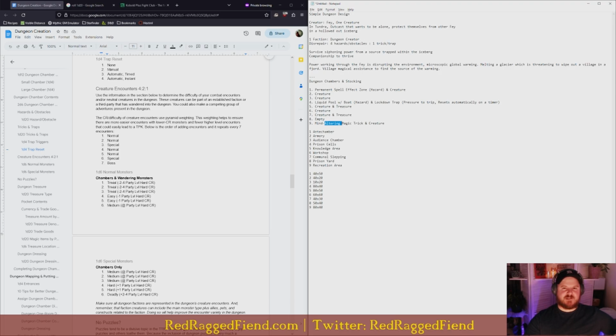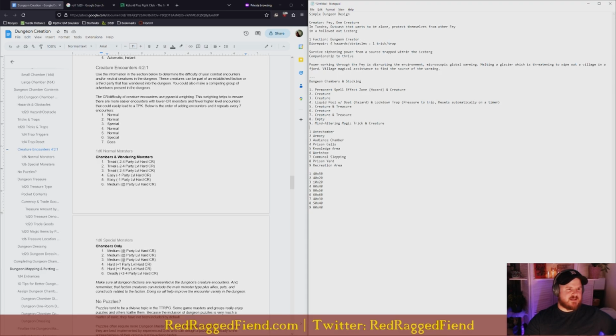That'll get us down to creature encounters. So we have 7 creature encounters, and basically it's set up this way, which is a 4-2-1 sort of thing. So 4 basically normal encounters, 2 special encounters, which have some higher level enemies in them, and then our 1 boss encounter at the end. So you kind of see how that works: normal, special, boss.